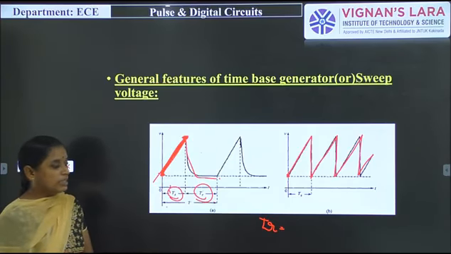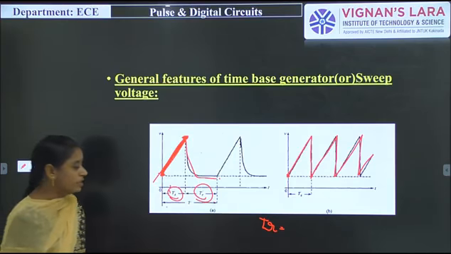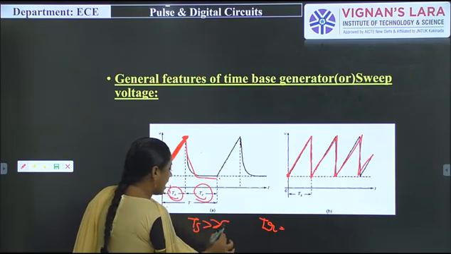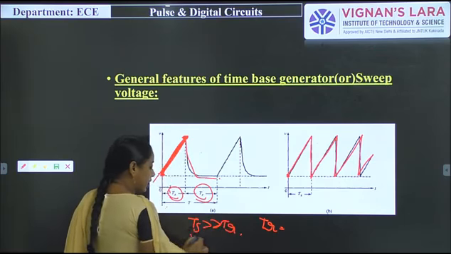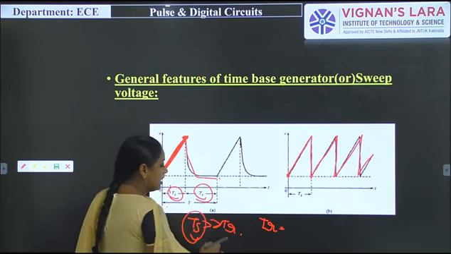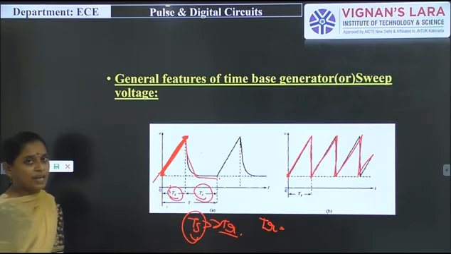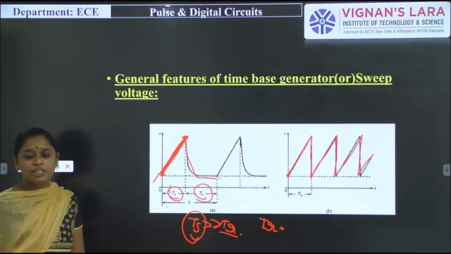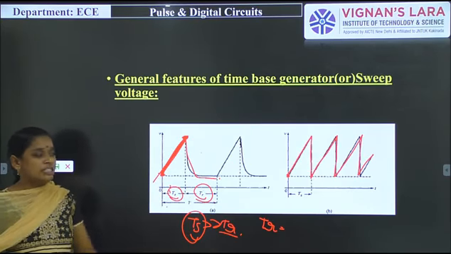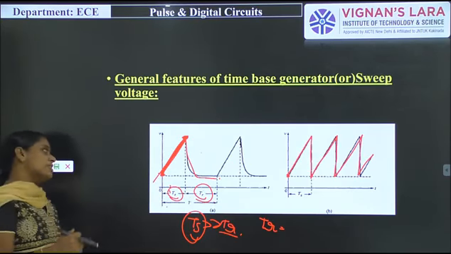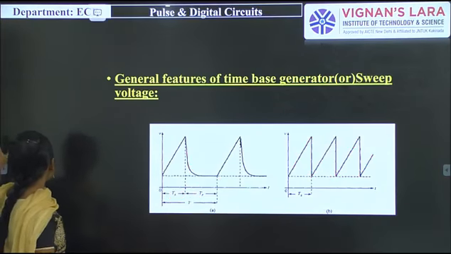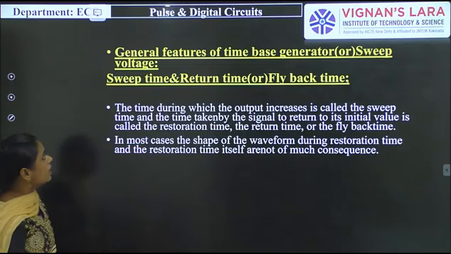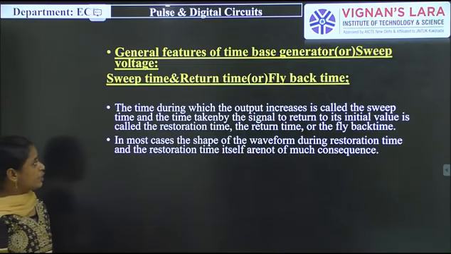But the major thing about this waveform is that the sweep time TS is always greater than TR. That is, the sweep time is much greater compared with the return time or flyback time. In some conditions TR will be 0, nothing but the return time will be 0. It falls suddenly, so in that condition it produces a sawtooth waveform. So this is about the general features of this particular time-base generator.